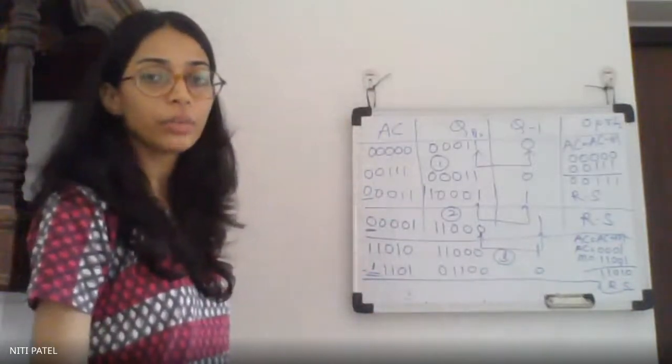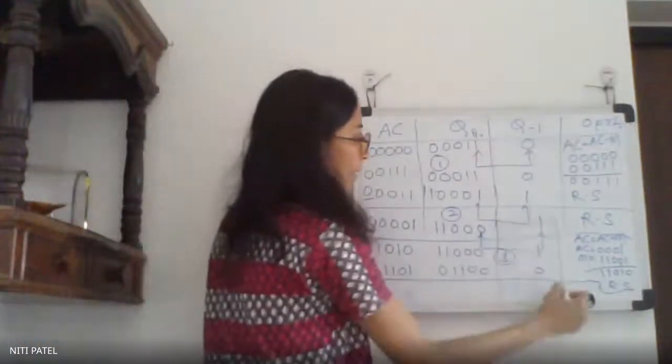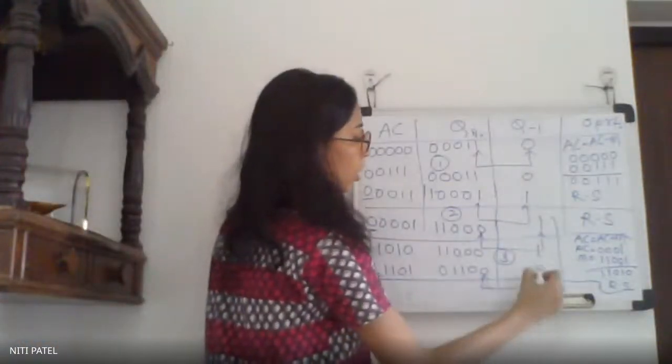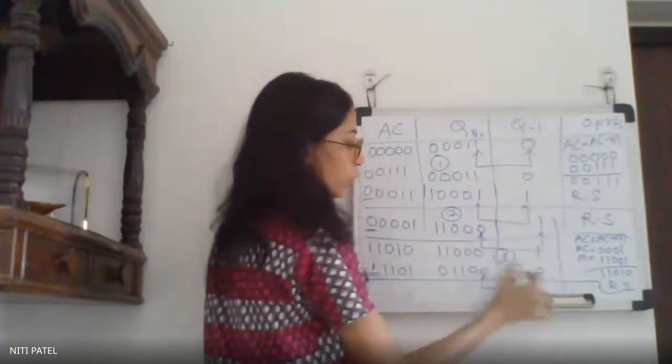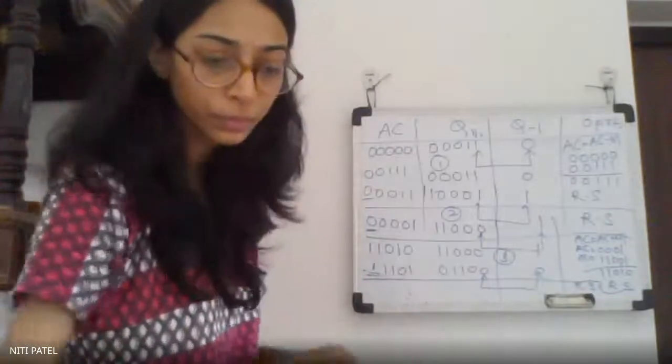Is this understood? Can you continue with fourth cycle? What you will check, the content of Q0 is 0, content of Q minus 1 is 0. So if both are 0, simply right shift. Complete step number 4.